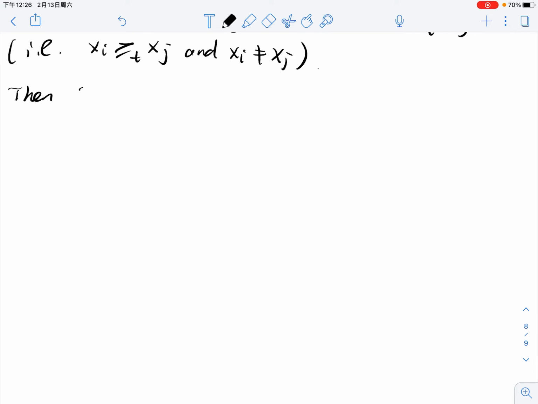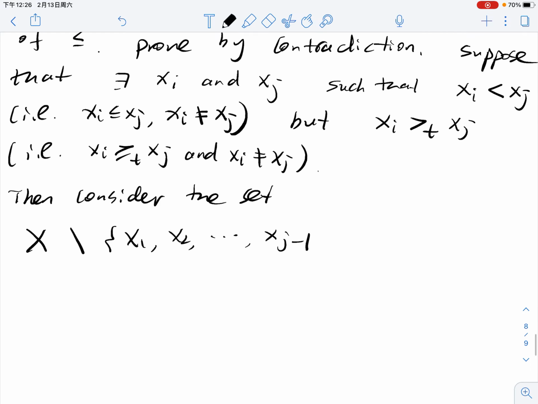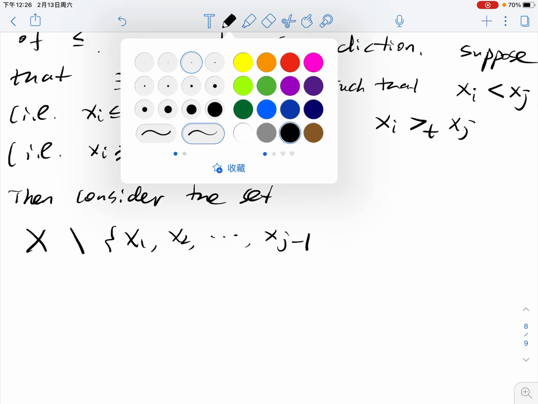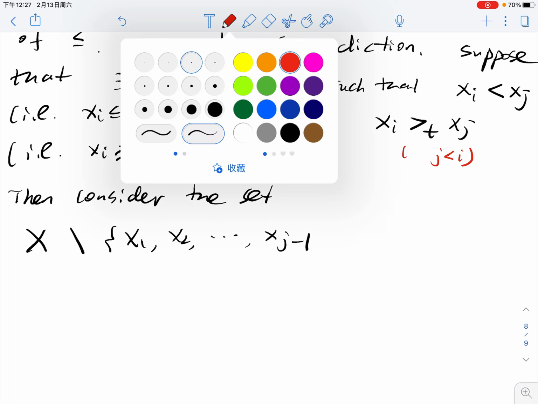Then consider the set X with x1, x2, all the way to xj minus 1 removed. Notice that by our choice, j is always less than i by our construction.